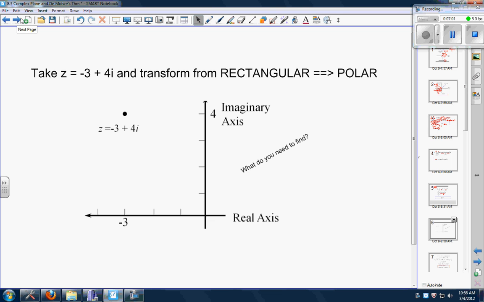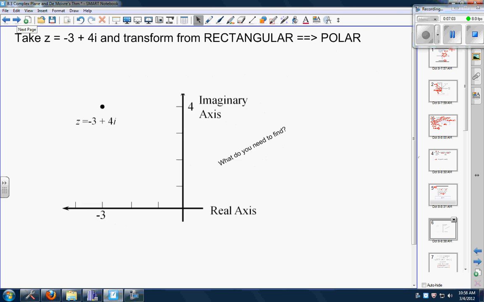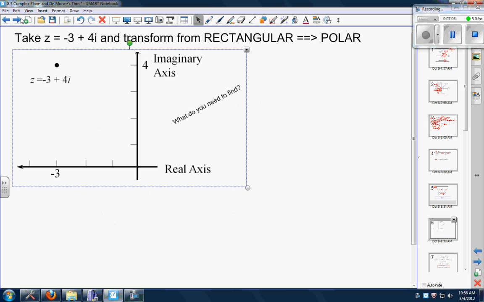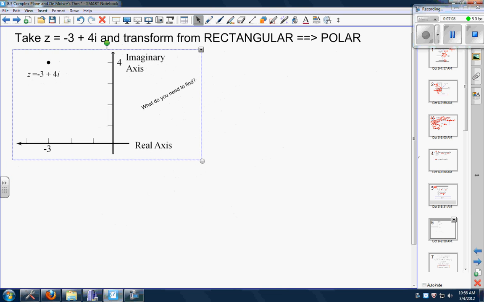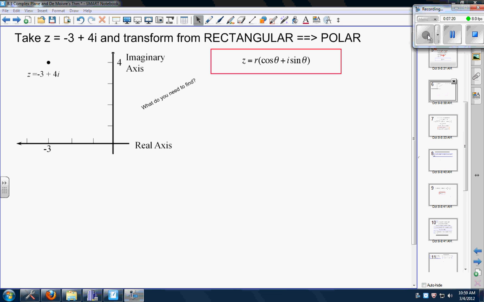Here's a problem that they're going to want you to do with this. Take some complex number in Cartesian and transform it into polar. So just like you guys have been doing, we want to plot this: over -3, up 4i. So we grab our equation. How we find a complex number in polar form, the only two things we need are r and theta. Well, the r is going to be really easy to find. We said the r is just the magnitude.